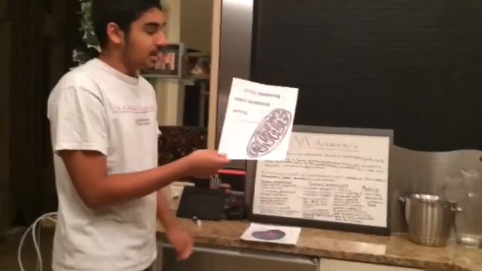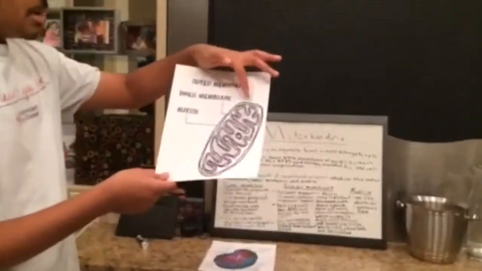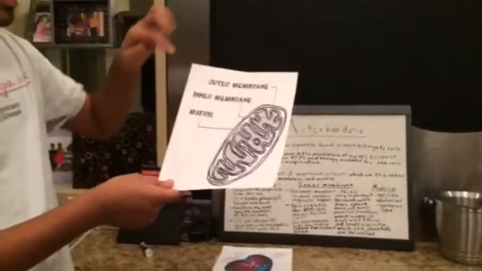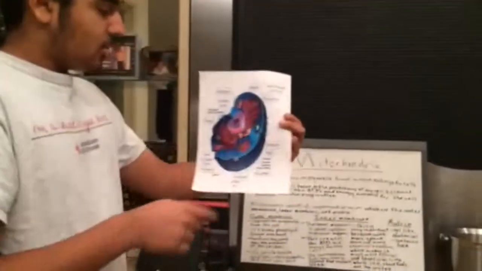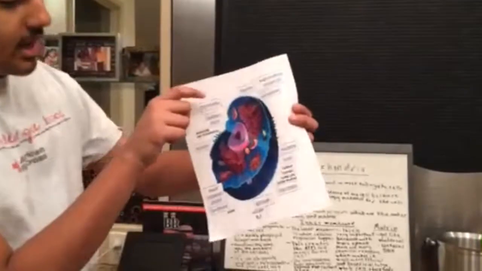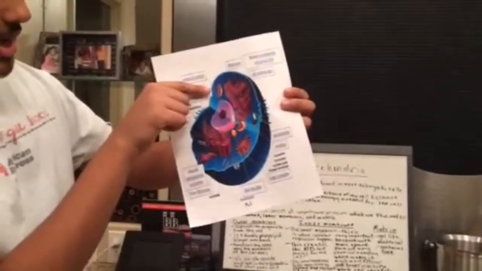Here's a picture of the mitochondria. Here's the outer membrane, the inner membrane, and the matrix. And here's another picture of a whole entire cell, and here is where the mitochondria is on a cell.